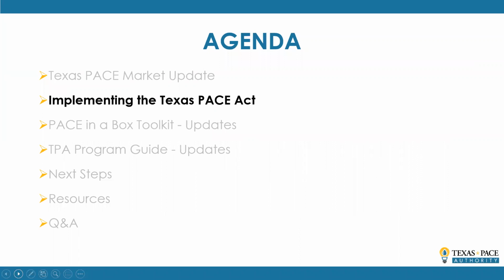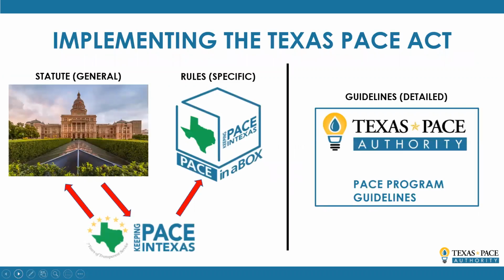So let's talk about the Texas PACE Act and how that was implemented. When the Texas PACE Act was passed by the legislature, like many laws, it provides authorization and is deliberately very general. If a statute becomes too specific and you get something wrong, then you have to wait 2 years at least until the legislature reconvenes to make technical corrections. So by design, most statutes are general.